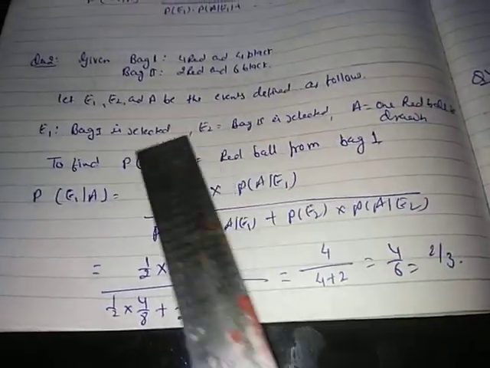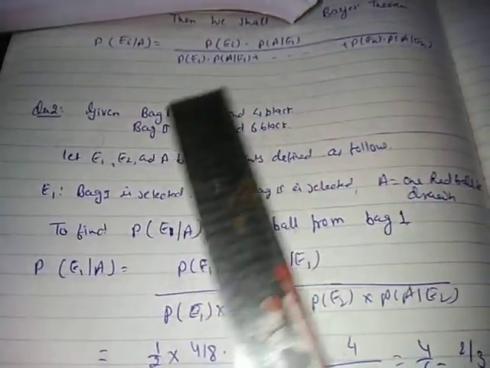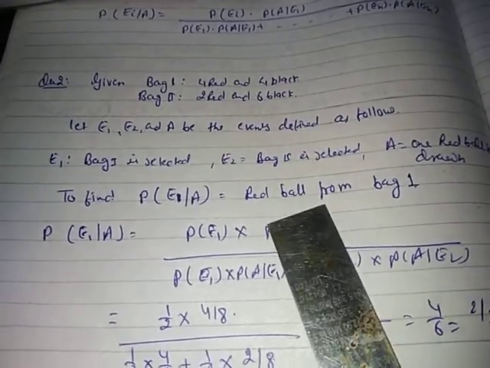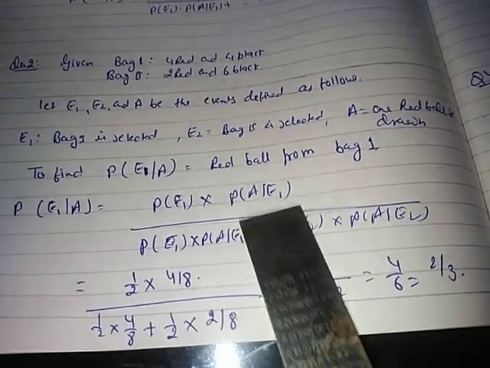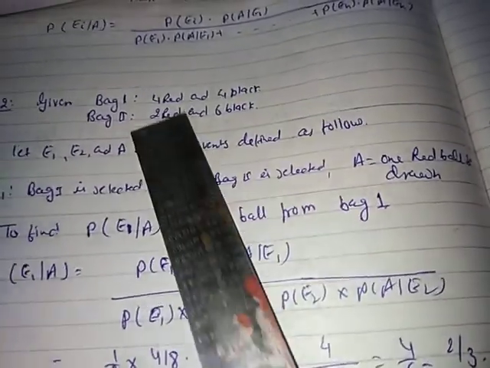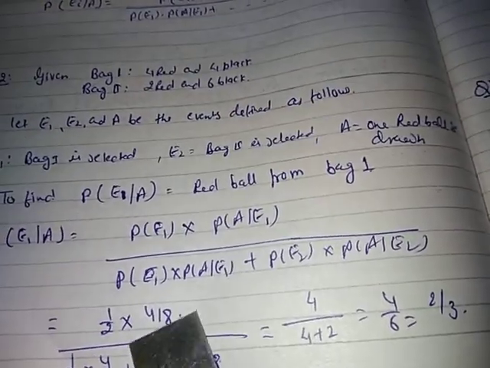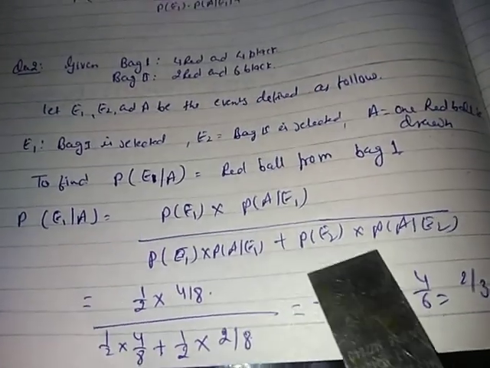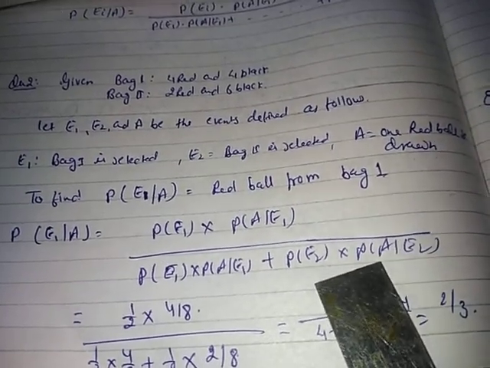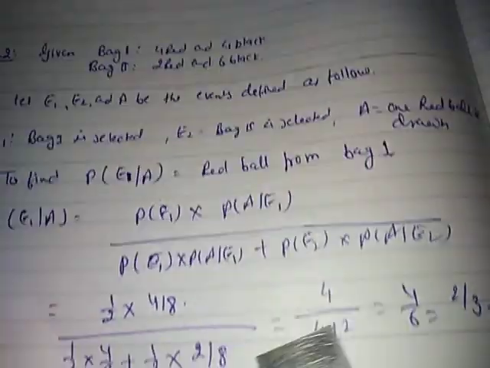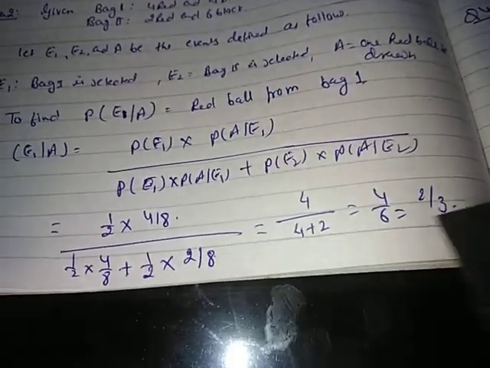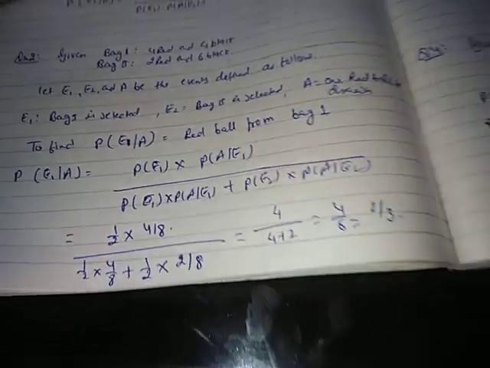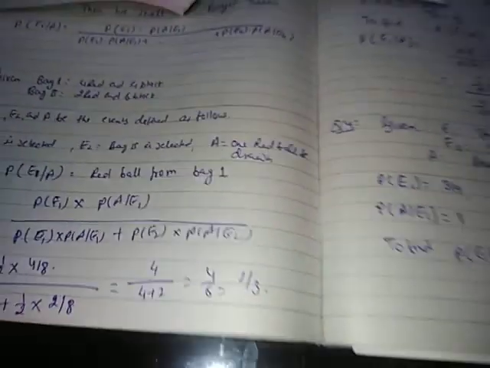And you know how to find A by E1 and P of E1. Just see, children, here P of E1: selecting one bag out of two bags is 1/2. P of E2 is also 1/2. P of A by E1, that means what? Red ball from the first bag: 4 upon 8. It is written here, 4 upon 8. And A by E2 means red ball from the second bag. This will be your 2/8. Just see, I have written it here. Okay, after doing the calculation you will get the answer 2/3. This way you have to do question number 2 onwards in exercise 13.3.